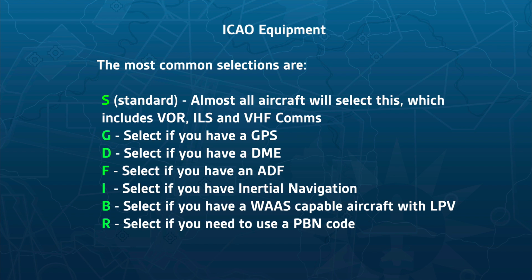G, that's if you have a GPS, which most aircraft do these days. DME for D. Foxtrot there if you have an ADF. I if you have an inertial navigation system. B if you have a WAAS capable aircraft with LPV capabilities. And if you select R, that's basically telling the filing system that you are going to also select PBN codes. If you select R without selecting PBN codes, it will come back as an error.